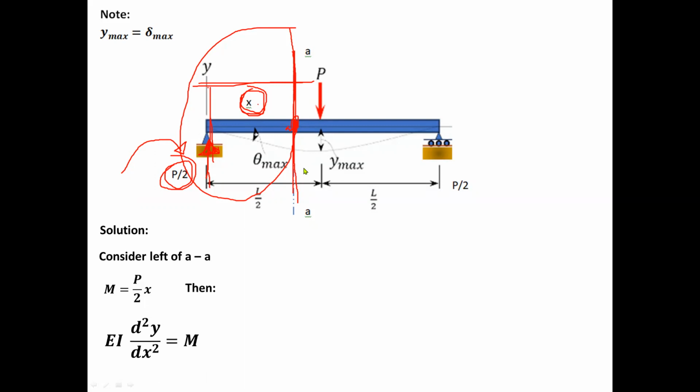Then, pwede na nating simulan ngayon ang ating double integration process by using our expression EI times the second derivative of y with respect to x is equal to the moment. I-equate natin ang value ng moment natin dito. Yan. In doing that, so magiging ganyan na ngayon ang equation natin.